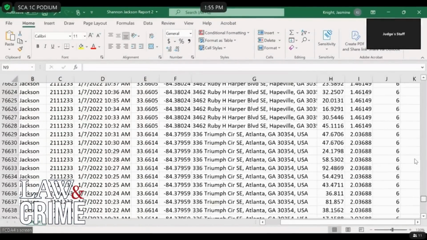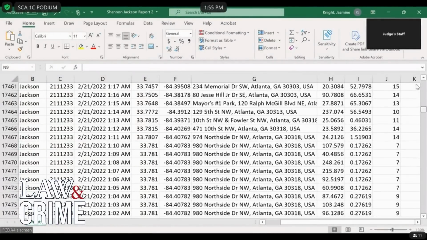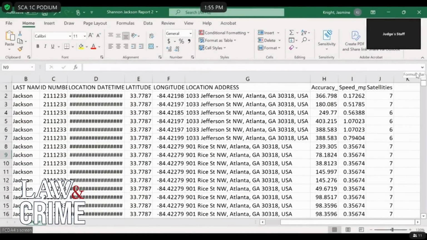Without seeing the header, I'm not sure. It's either accuracy or speed. It is accuracy. Okay. Column H. And then column I? And column I is the speed. Okay.